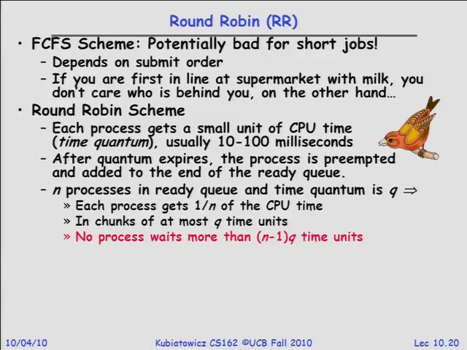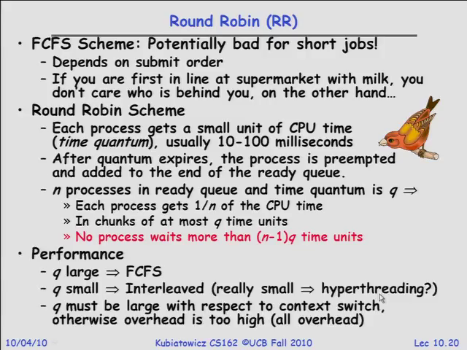So if q is large, we get first come, first serve. If q goes to infinity, basically we run everything to completion. If q is really small, we get an interleaving. If it goes every instruction or something, we get close to hyper-threading. Remember I talked about that early on, hardware micro-threading. However, if we don't have hardware threading, q has to be large with respect to the context switch time, or we're going to spend all of our time with nothing but overhead.